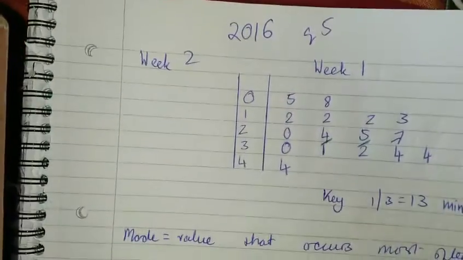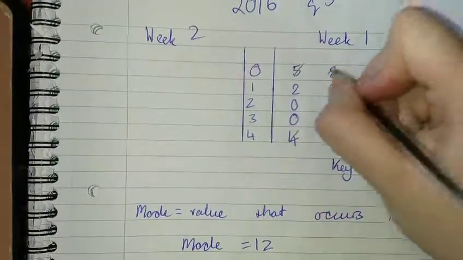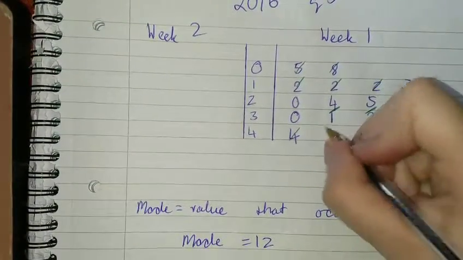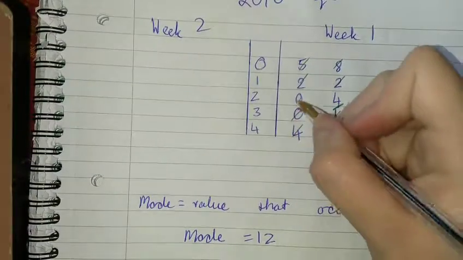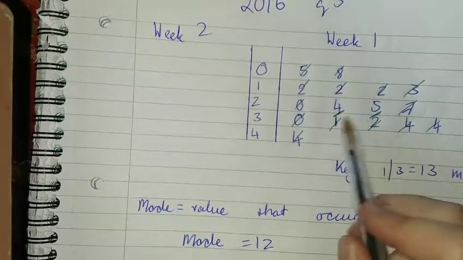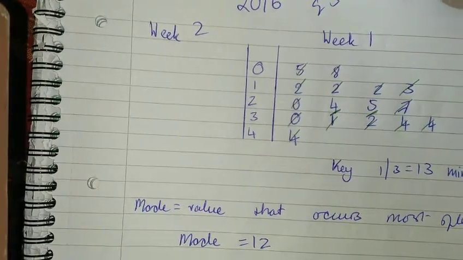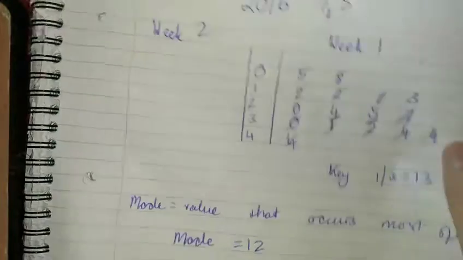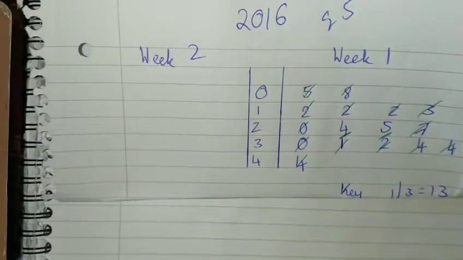Another way I can get the median is I can cross off 1 each time, and then I'm left with my 2 values in the middle, and I just get the average of them. And then the next part, I'm asked to find the mean waiting time for week 1 correct to 1 decimal place. So the mean is when we add up all the values and then divide by the number of values.